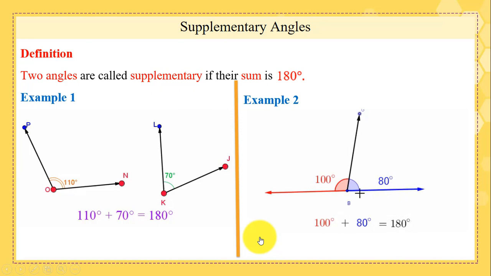Also, these two angles are adjacent because they have a common side BJ, a common vertex, and the common side is between the other two sides.